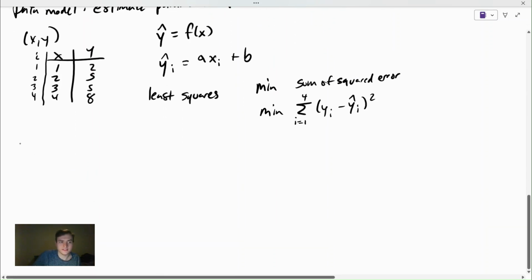And so let's think about our example data set again. We have x and y. Let's graph the points.